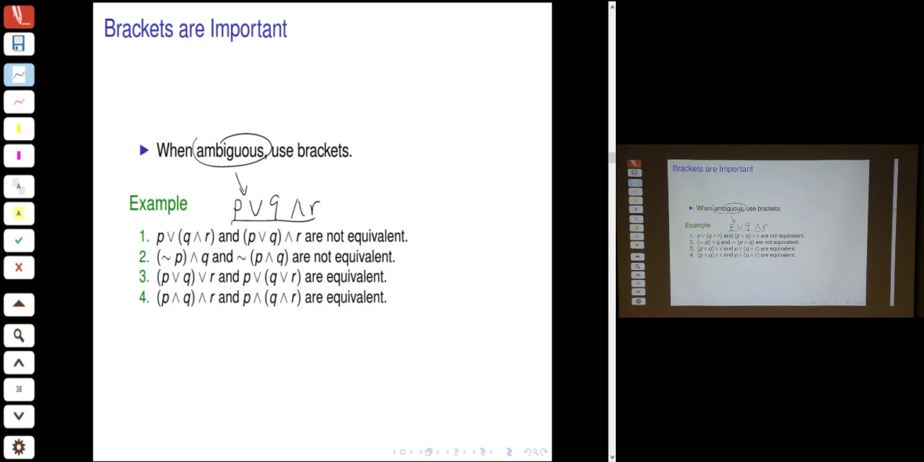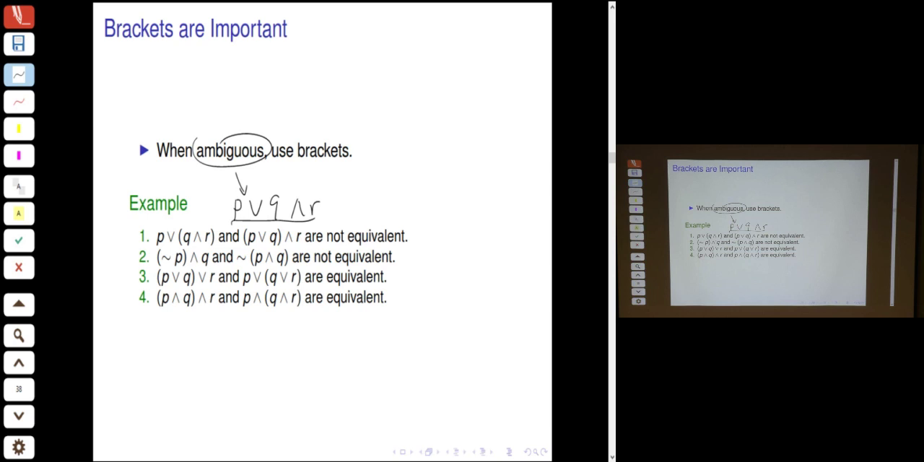I can combine P and Q first, and then take conjunction with R. So this is one way of reading it. I could also combine Q and R first, and then disjunct with P. So that's another reading, right? So why is this bad? Because these two are not equivalent.